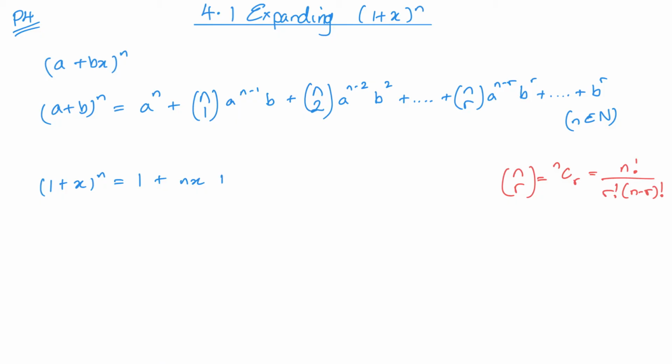So the next one along will be n(n minus 1) over 2 factorial, multiplied by x squared. The next one along would be n(n minus 1)(n minus 2) over 3 factorial, x cubed.